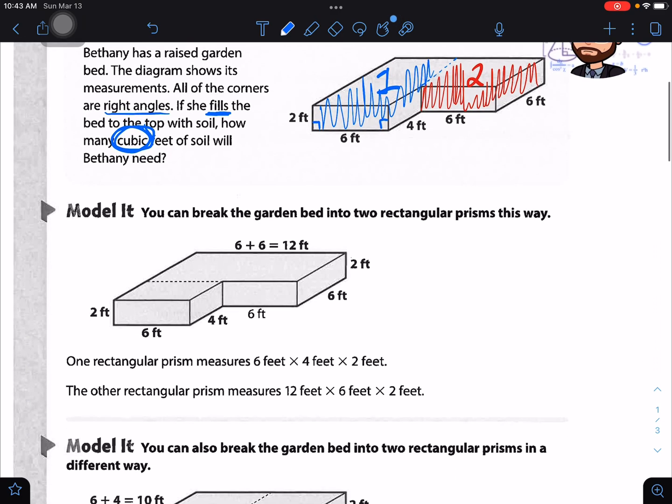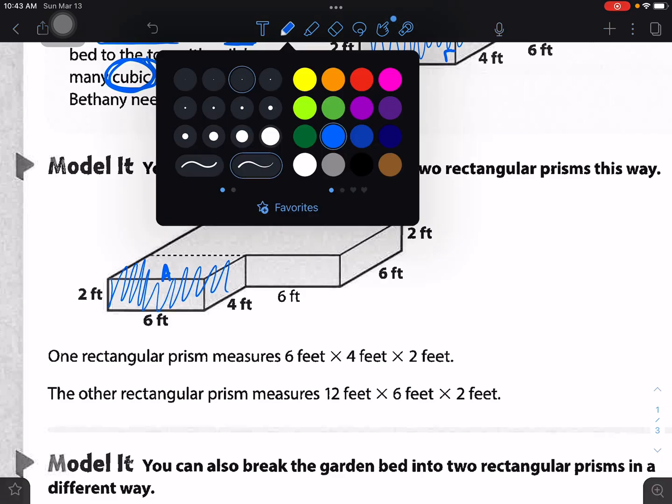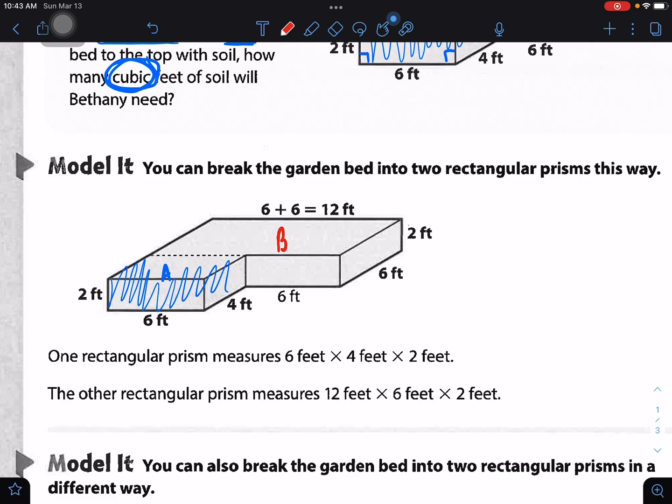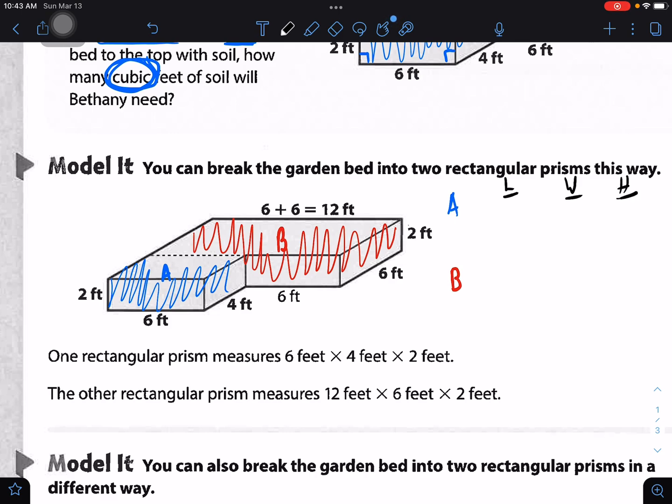Let's take a look down below. Using your same two colors, notice that this time they split it up horizontally. So let's take one of our colors and call this shape A, and let's lightly shade it in. And then let's take our other color, call it shape B, and lightly shade that one in. Now that we have these two shapes, what I like to do is write down and label all of the dimensions that I'm given. So I'm looking for my length, my width, and my height for each shape.